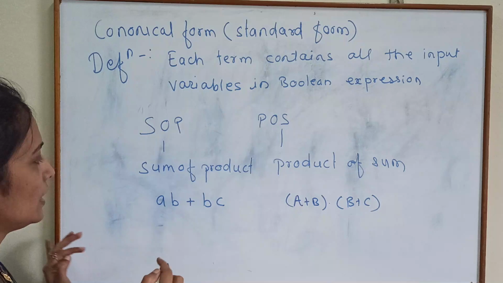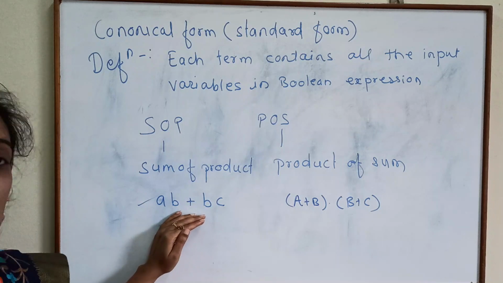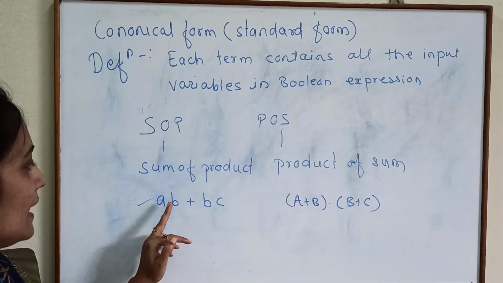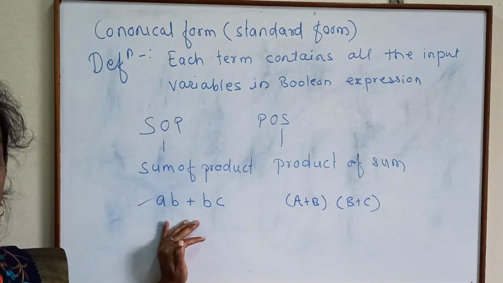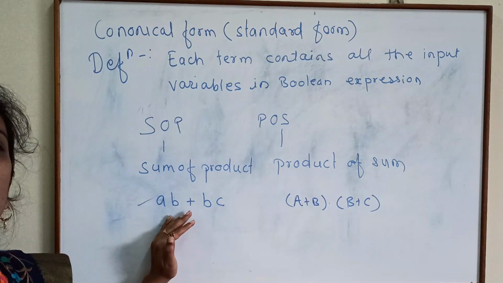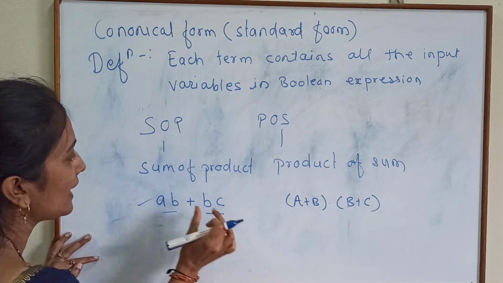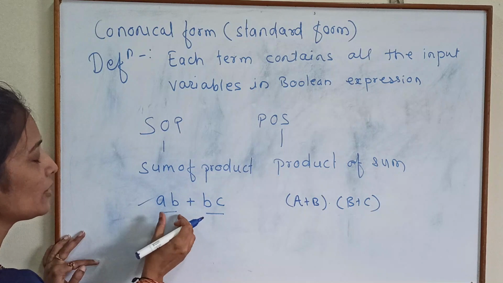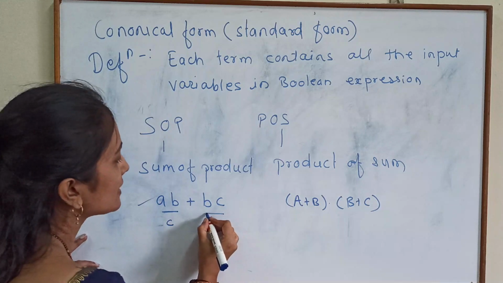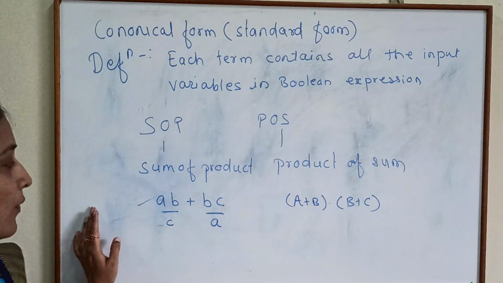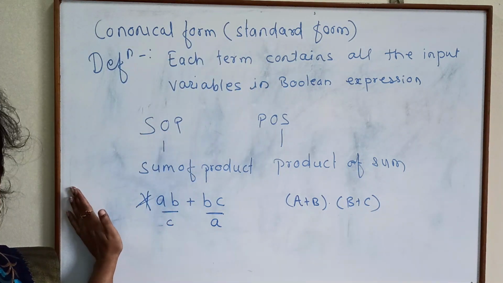of canonical form. We will take this one only. In this expression of SOP, how many variables are there? 3 variables are there, A, B, C. Then what is the condition for this expression to be a canonical or standard form? All the variables should be there in each and every term. How many terms are there? 2 terms are there, AB and BC. Total number of variables are 3, A, B, C. But in first term, C is missing. In second term, A is missing. Therefore, this is not canonical or standard form.